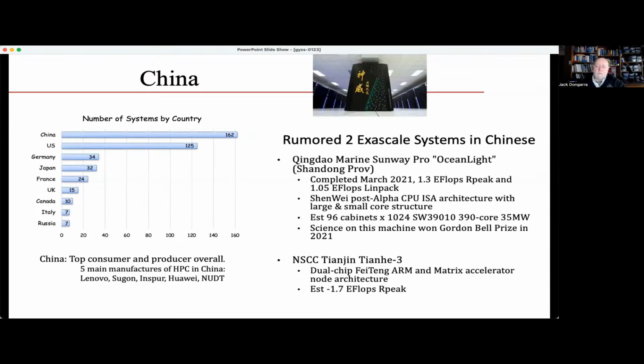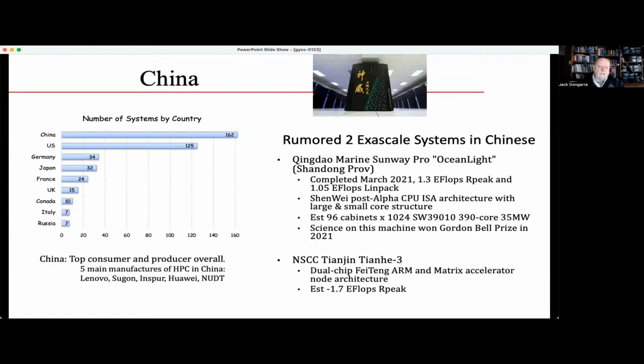There are also rumored to be two exascale computers in China, but those computers have not run the benchmark, or they haven't submitted the benchmark so that they're listed in the top 500 list. The first one is a machine called the Sunway OceanLight. That's a follow-on to the previous machine that is listed in the top 500, and it's reputed to have over an exaflop for Linpack. There have been scientific papers written about this computer, so we understand the architecture very well.